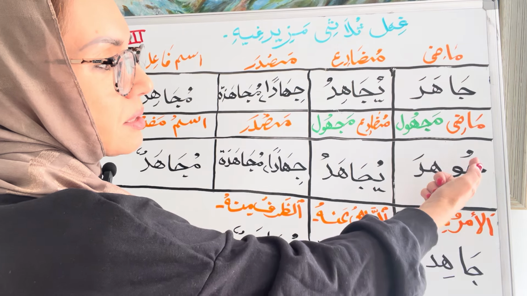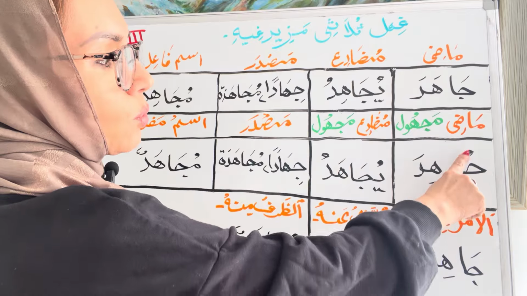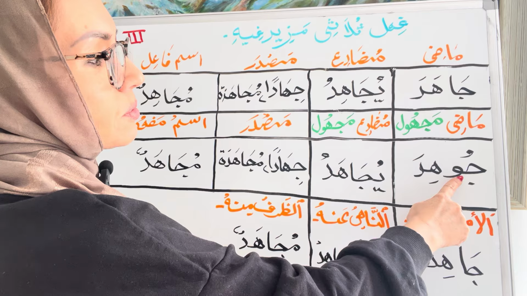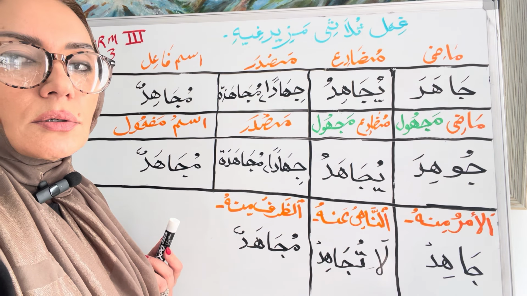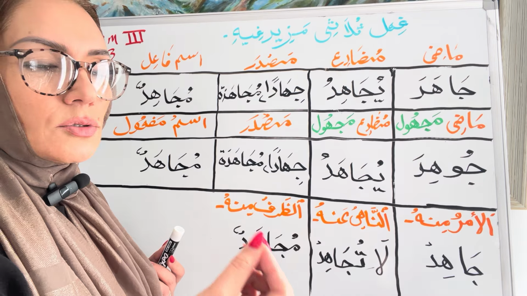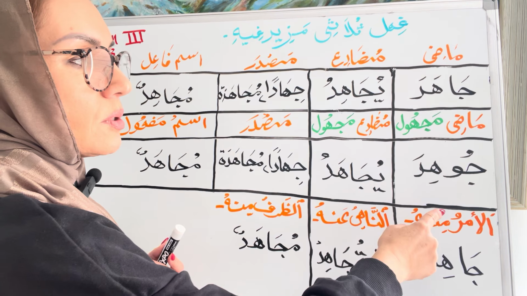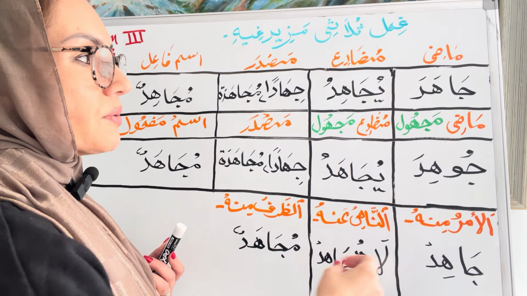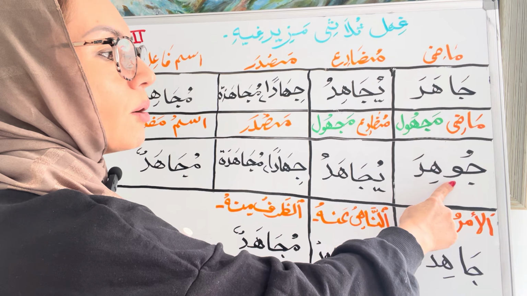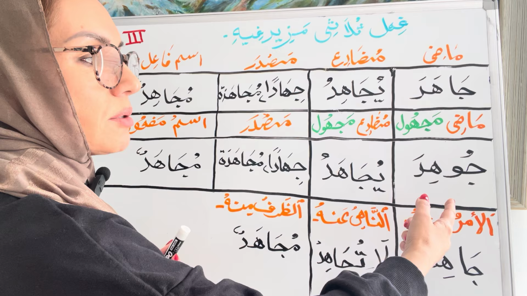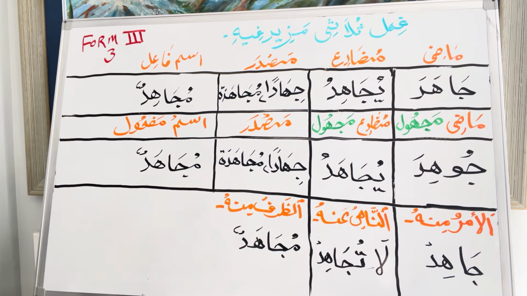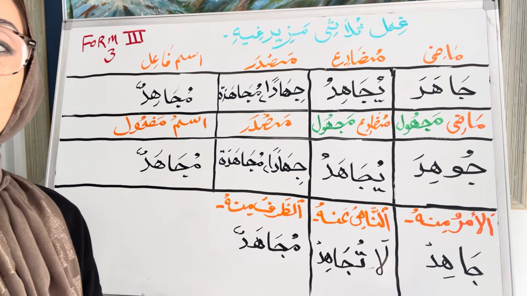So like in here, because the Madi Majhul has to start with the e sound, if you keep the alif, you can't even pronounce it with the jim dhamma and alif. You can't pronounce it. Because of that reason, the alif is changed into waw. Now you can pronounce it, juhida, right? So I just wanted to point that out. All right, I will come back with a clean board for form 4.